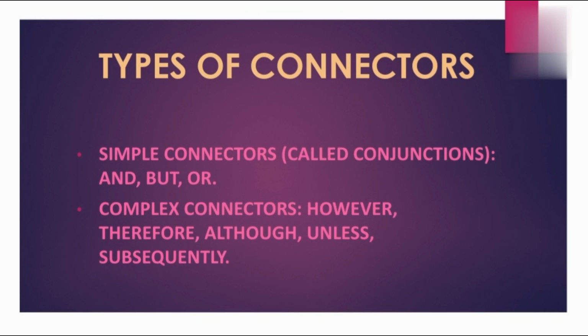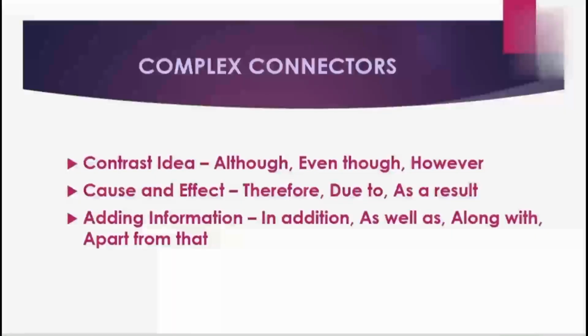Simple connectors are also called conjunctions. The examples for simple connectors are but, and, so, for etc. Complex connectors include however, although, even though, therefore, unless, subsequently etc. Again, complex connectors are divided into three categories based on their usage. Some connectors are for providing contrast ideas, which are although, even though, however etc.